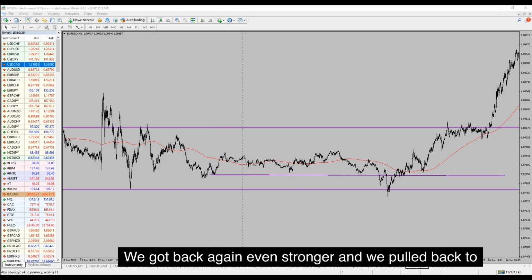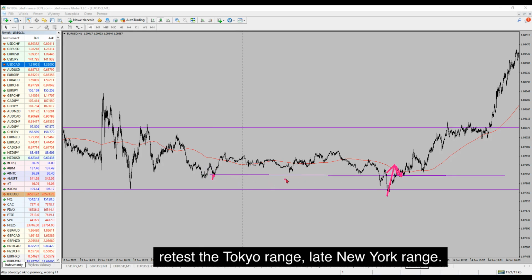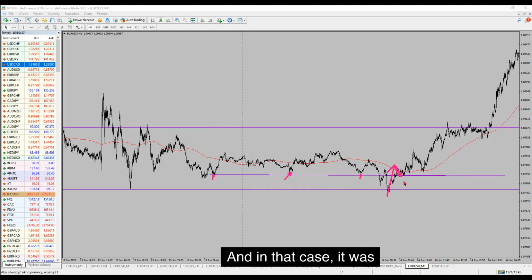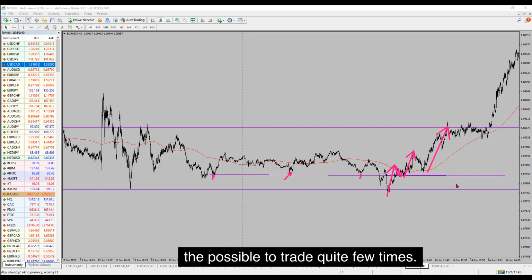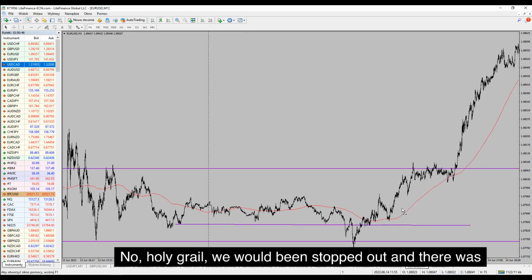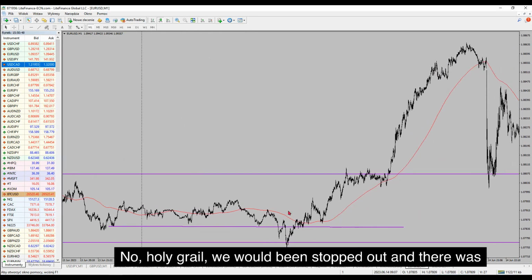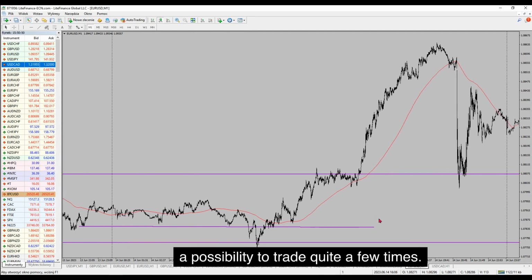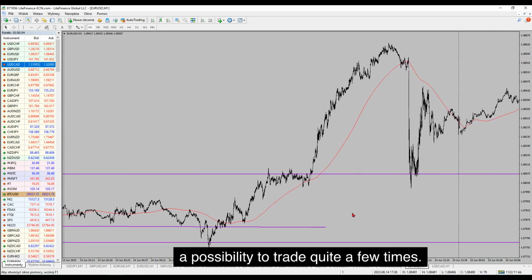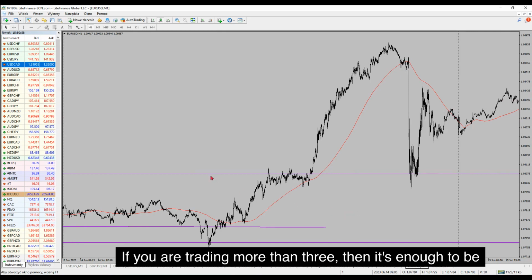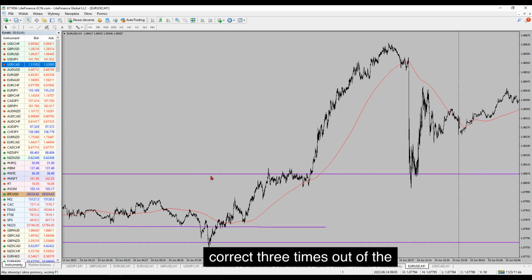But what has happened next? We got back again, even stronger, and we pulled back to retest the Tokyo range, late New York range, and in that case it was possible to trade quite a few times. So as I've shown you, no holy grail, we would be stopped out, and there was a possibility to trade quite a few times. What is very important is the risk-reward ratio. If you are trading more than 3R, then it's enough to be correct 3 times out of 10 and still be in the money.